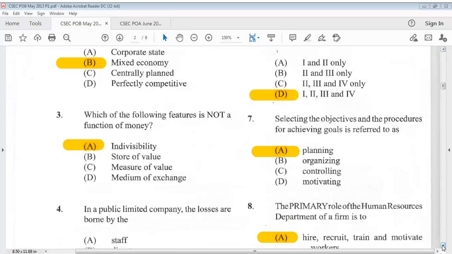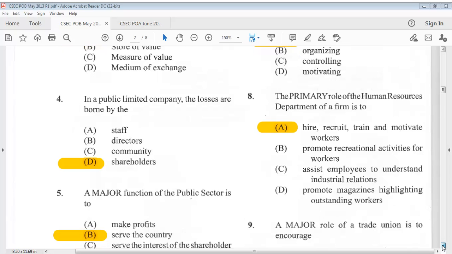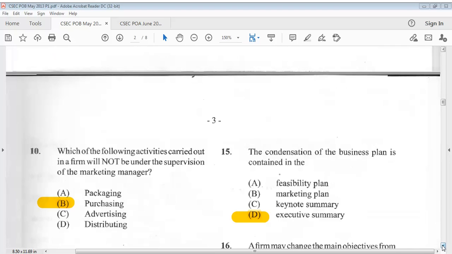7 says, selecting the objectives and the procedures for achieving goals is referred to as A, planning. 8 says, the primary role of the human resources department of a firm is to A, hire, recruit, train, and motivate workers. 9 says, a major role of a trade union is to encourage. The answer is B, advancement of the welfare of its members.